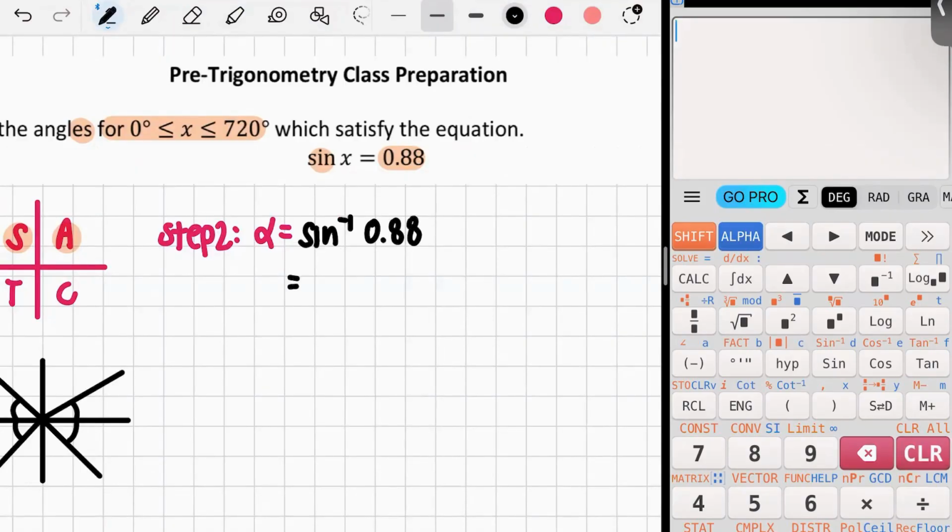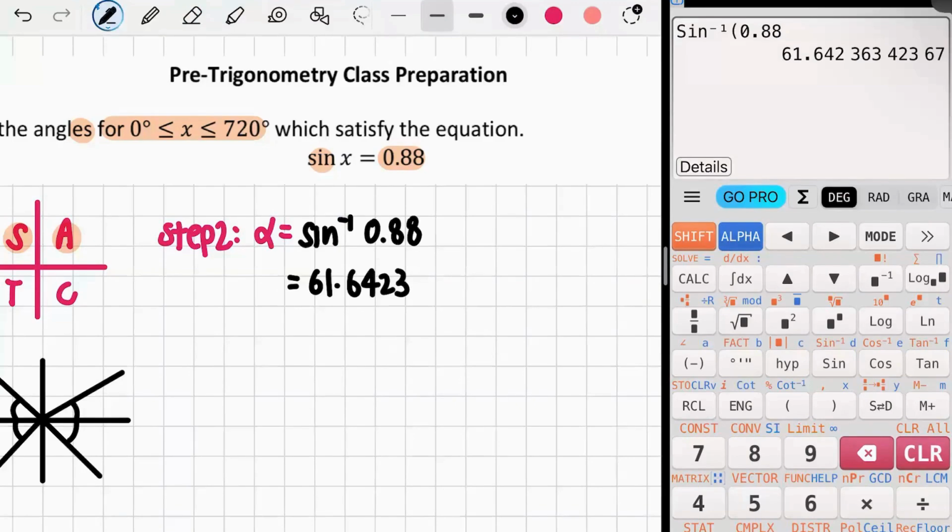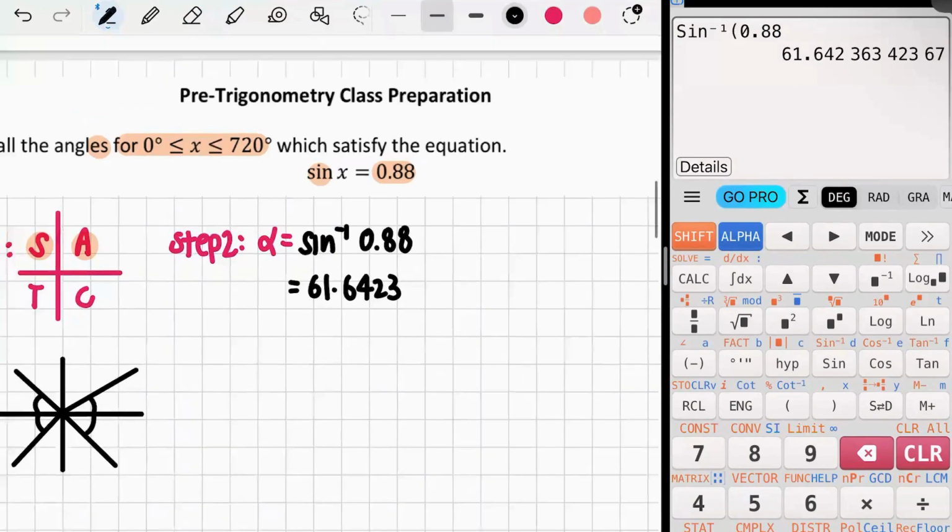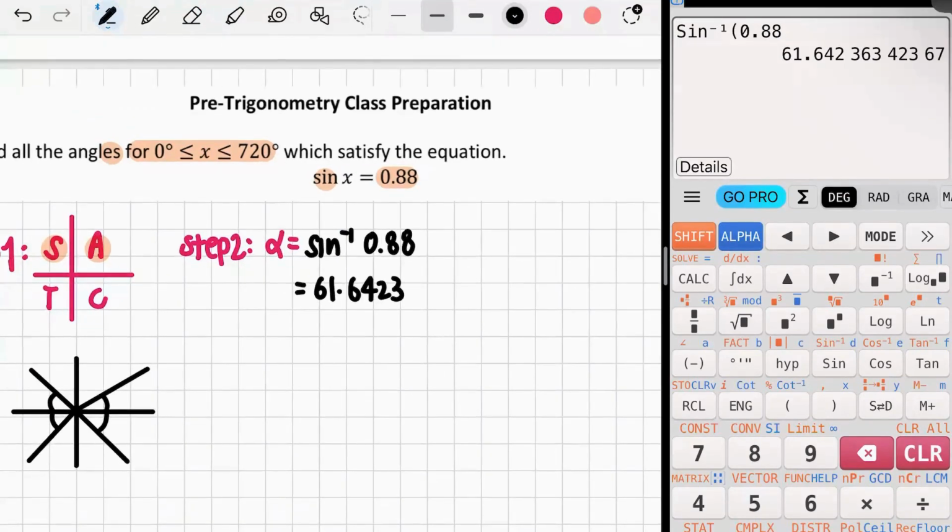Okay, so when I do this inverse sine 0.88, I'll get a string of numbers, right? Final answer, I just want it in 1 decimal place because this is in degree, right? 61.6423. Okay, then now we can finally go and see from here.